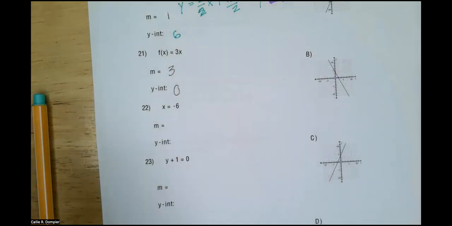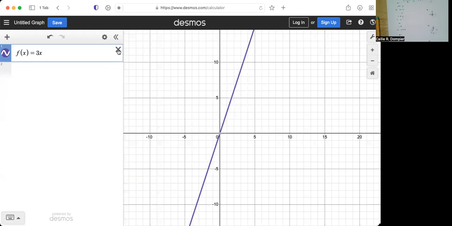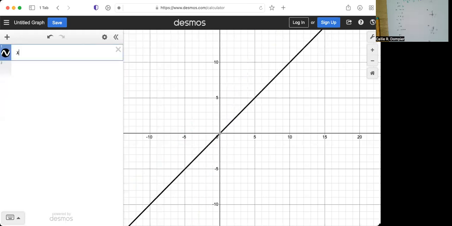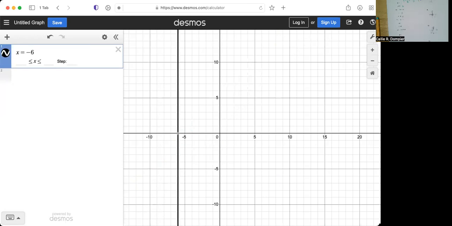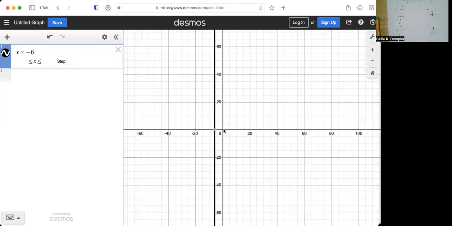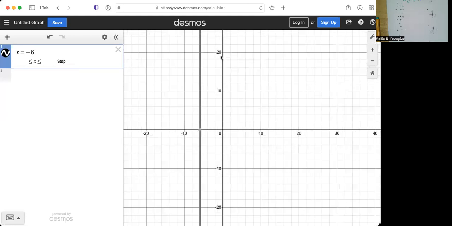X equals -6. Easiest thing to do is just graph it. X equals -6. It doesn't have a y-intercept. It's never going to cross the y-axis. No matter how far I zoom out, it's always going to be parallel to the y-axis, and it's never going to cross it. So my y-intercept does not exist.